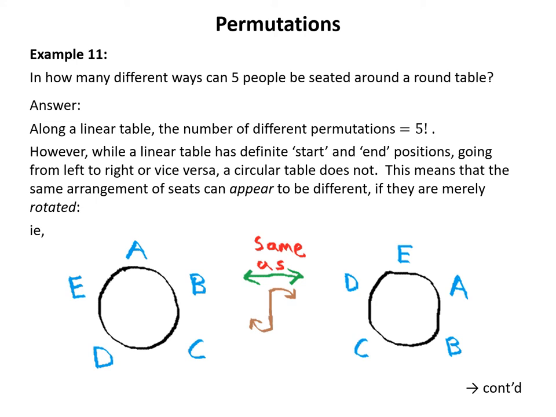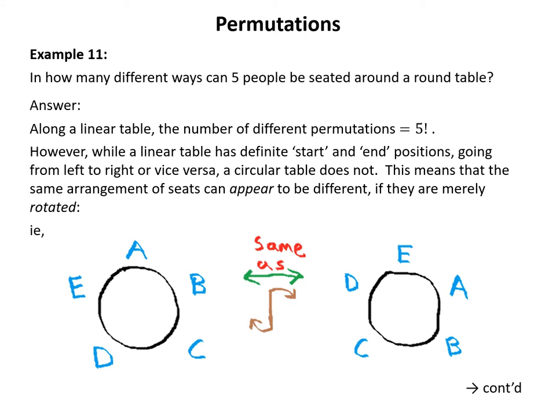And the picture on the slide here shows an example. So we've got two diagrams. And you can see on the left, we've got an overhead view of the table. And if we use letters to represent the people, going clockwise from the top, we've got A, B, C, D, E. Now, the diagram on the right, if we go clockwise from the top, it seems different. It's E, A, B, C, D. But if you actually start on A and go clockwise from A, you'll see that it's actually the same. It's A, B, C, D, E.